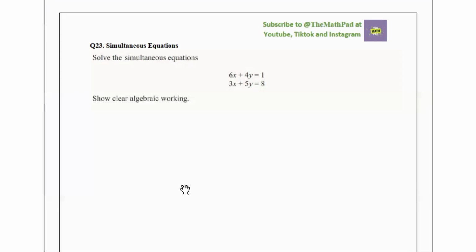So in simultaneous equations, the best choice is the elimination method if the coefficients of the variables are greater than 1, which is the case here as well. In both the equations, x has a coefficient greater than 1, and the same for y. So once you've decided the method you want to choose, the next thing I want you to do is pick the variable you want to eliminate.